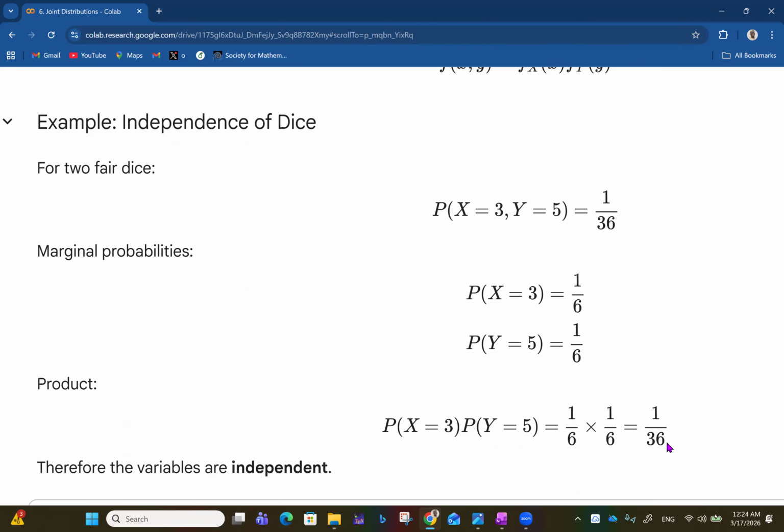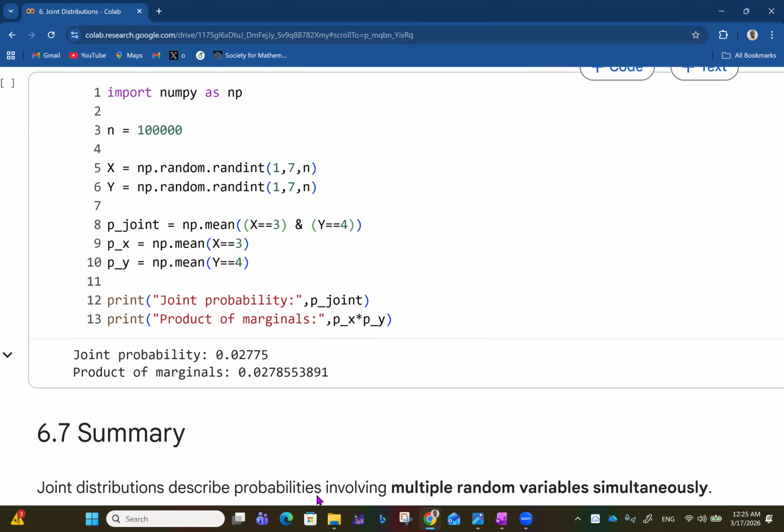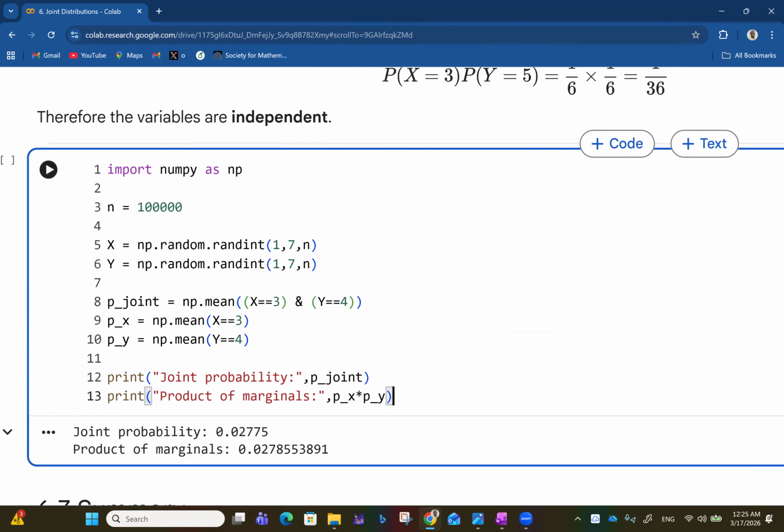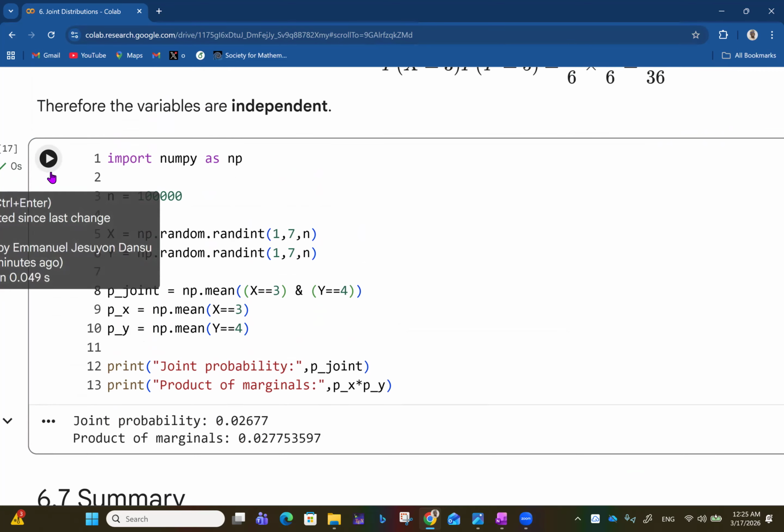And that is why the other time when we said that for two dice, any combination of x and y you have will always give you 1 over 36, because they are independent. You have 1 over 6 times 1 over 6 in each case, and that's 1 over 36. Therefore, the variables are independent in that sense. And of course, this is another way to simulate the same situation right here.